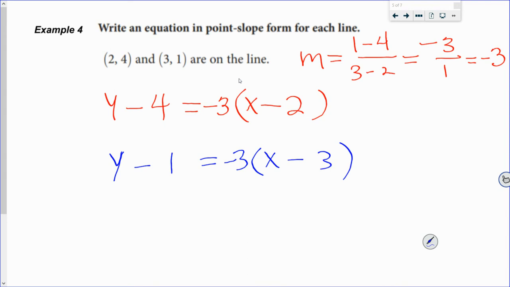And you're like, well, Mr. Roberts, those are 2 very different looking equations, right? Well, they are. However, if I distribute and simplify and solve it for y, I'll get the exact same equation. You may not believe me, but that's true. Let me show you.